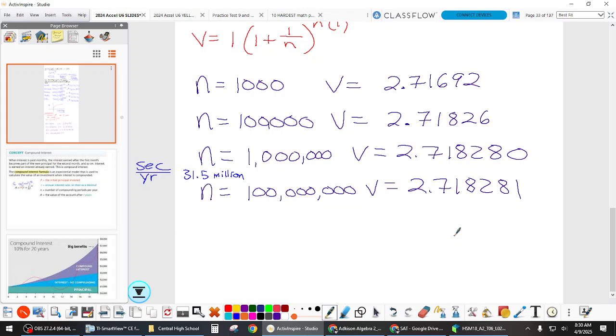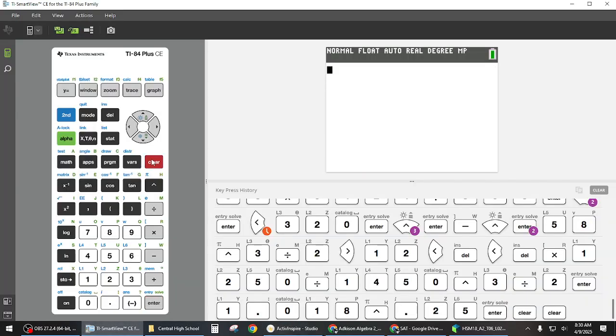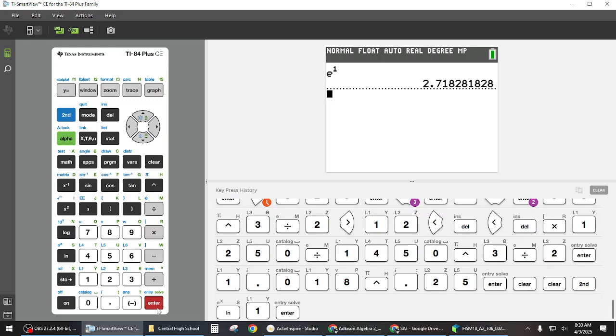Okay, but here's what's cool. Setting it up this way with $1 at 100% for 1 year, that number is what we call the natural base, and that's the number e. Okay, 2.718. In fact, on your calculator, everybody go to the e button. It's over here, left of the number 4. If you just hit e to the 1 and hit enter, there's 2.718 and some more digits. Yours will be with the natural log button. 2.71.